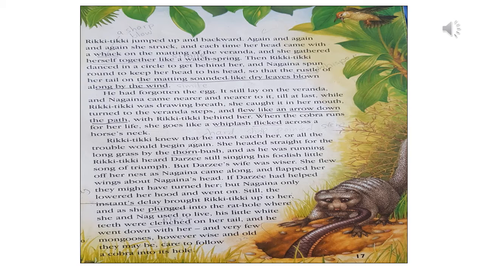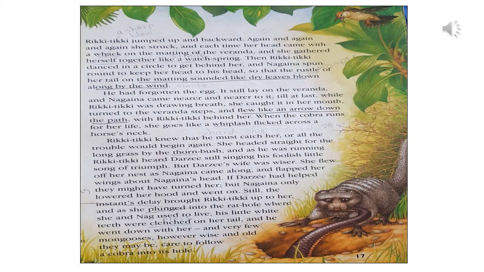He had forgotten the egg. It still lay on the veranda, and Nagaina came nearer and nearer to it, till at last, while Rikki Tikki was drawing breath, she caught it in her mouth, turned to the veranda steps, and flew like an arrow down the path, with Rikki Tikki behind her.